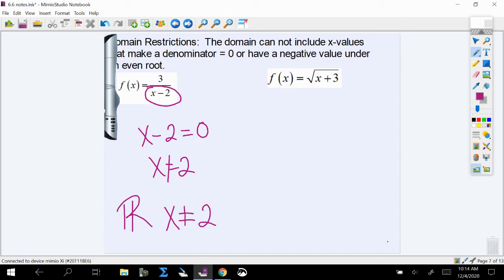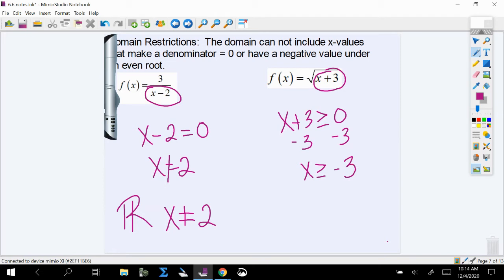Now, if it's a square root, whatever's under the square root needs to be greater than or equal to 0. If it's equal to 0, it's okay. You're allowed to take the square root of 0. If it's greater than 0, great. If it's less than 0, it's a problem. So that's what our domain is. It has to be x plus 3 greater than or equal to 0. And then you can subtract 3 on both sides. So my domain is everything that is greater than or equal to negative 3.